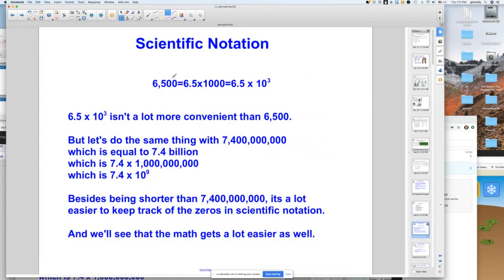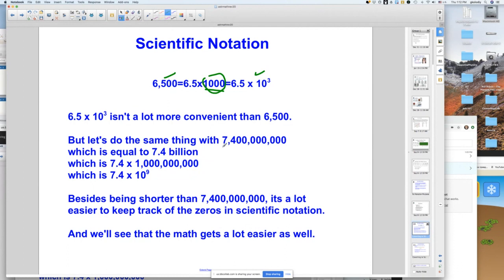So in scientific notation, let's say you have a number like 6,500. We can write this as 6.5 times 1,000. You multiply 1,000 by this, you get 6,500. But 1,000 is 10 cubed. So we replace this by 10 cubed. Now, it's not a big difference writing this or this, but if you got more zeros here, a bigger number, it does make a difference.